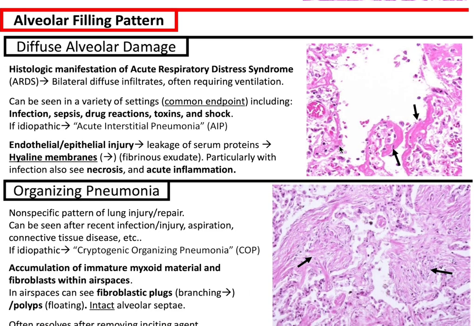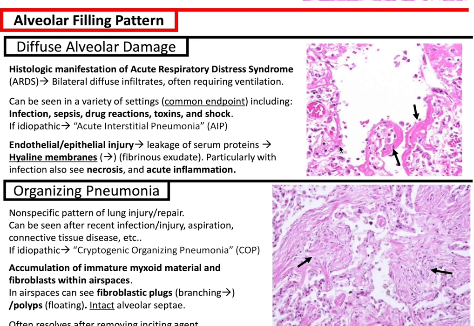Let's talk about alveolar filling pattern. One is diffuse alveolar damage. This is the histologic manifestation of ARDS, or acute respiratory distress syndrome, where you have bilateral diffuse infiltrates, often requiring ventilation. It can be seen in a variety of settings, and it is the common endpoint, including infection, sepsis, drug reactions, toxins, and shock. If idiopathic, then it's acute interstitial pneumonia.